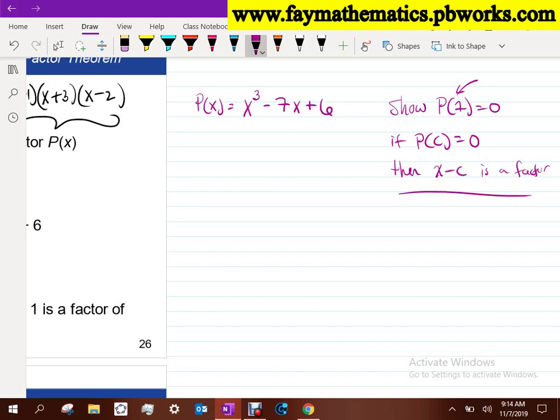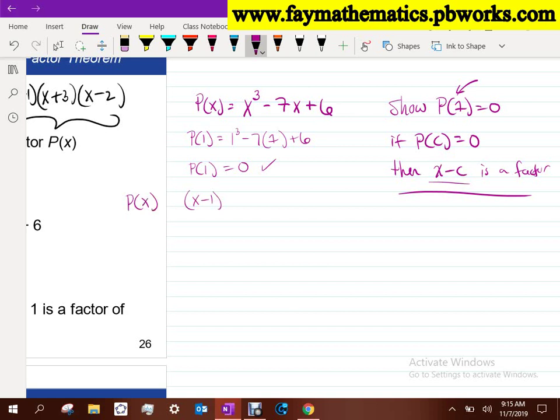So the way we want to do this, you can go P of 1 equals 1 cubed minus 7 times 1 plus 6. And that will give you P of 1 is equal to 0. You have shown what they asked. Does that make sense? But that's all you've done. We've shown that P of 1 is 0. That allows us then to make the argument. We can go a little bit further. We say X minus 1 then is a factor of P of X.